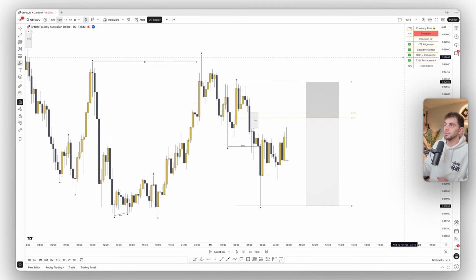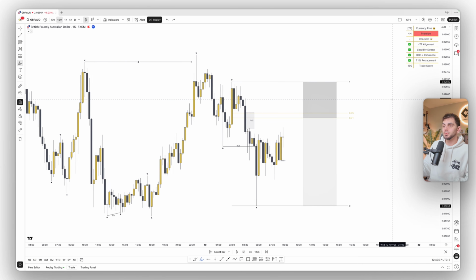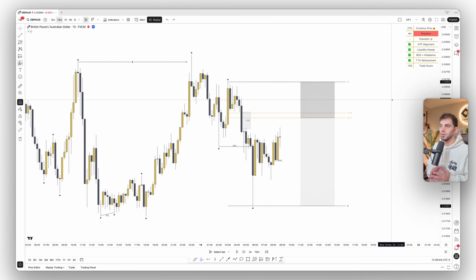So that checks off the next line item. Now, the last item on the list is the 71% retracement. So I like to gauge retracements by using the Fibonacci retracement tool. However, I use it much differently than many other traders. I want to make one thing very clear. The Fibonacci retracement tool is not an indicator. It is not a strategy in and of itself.